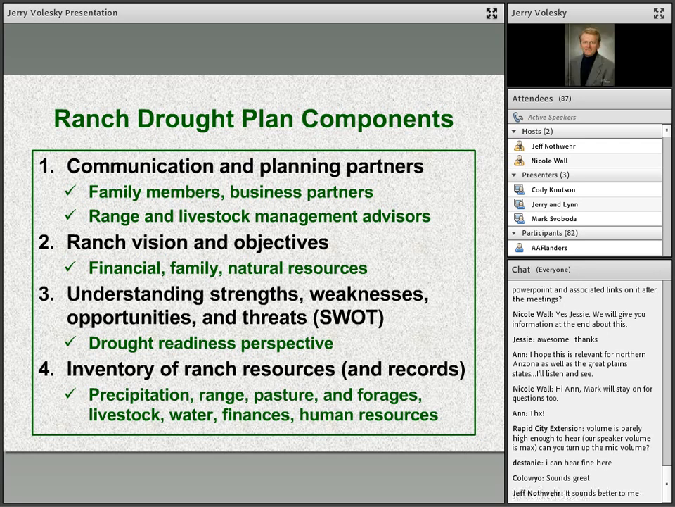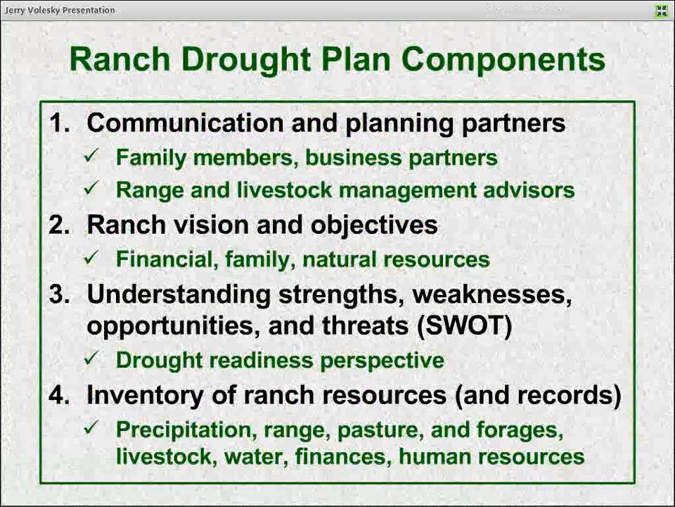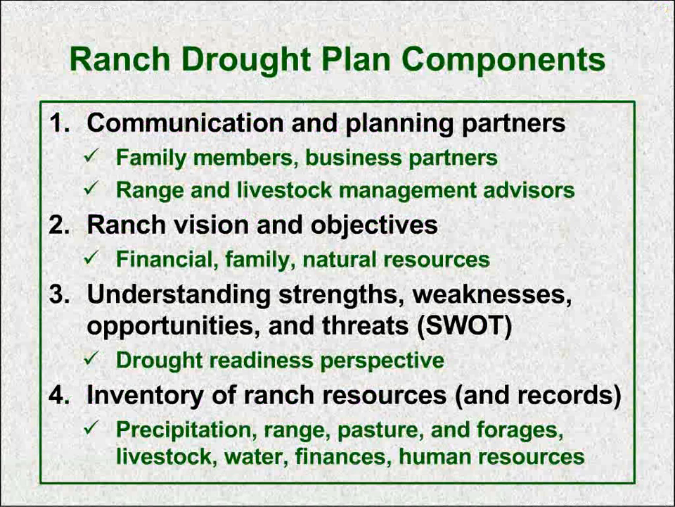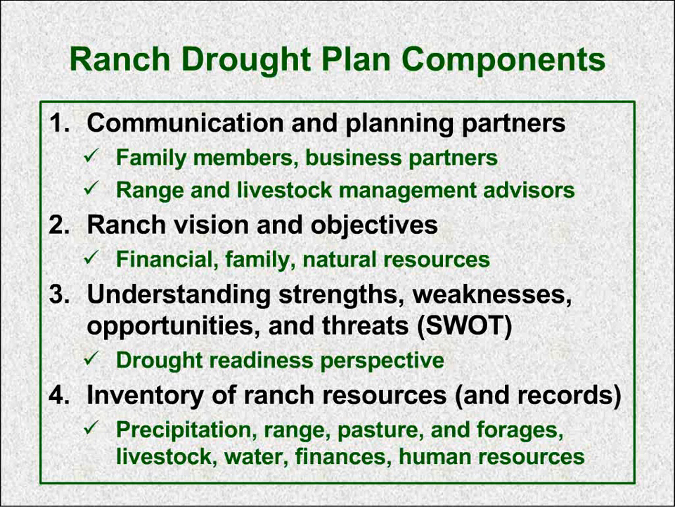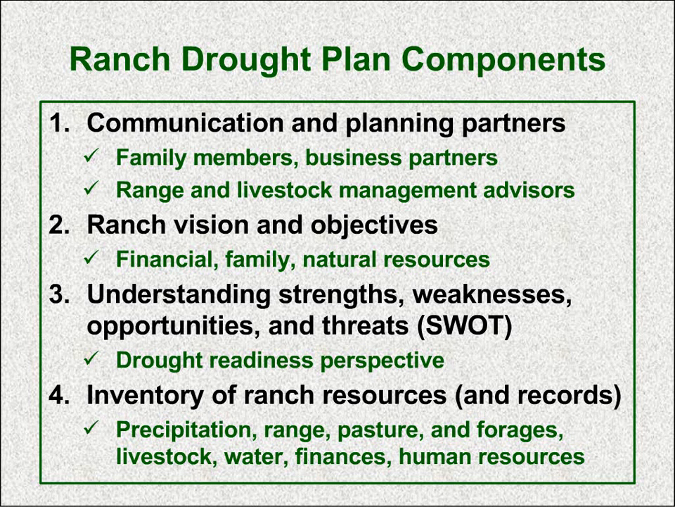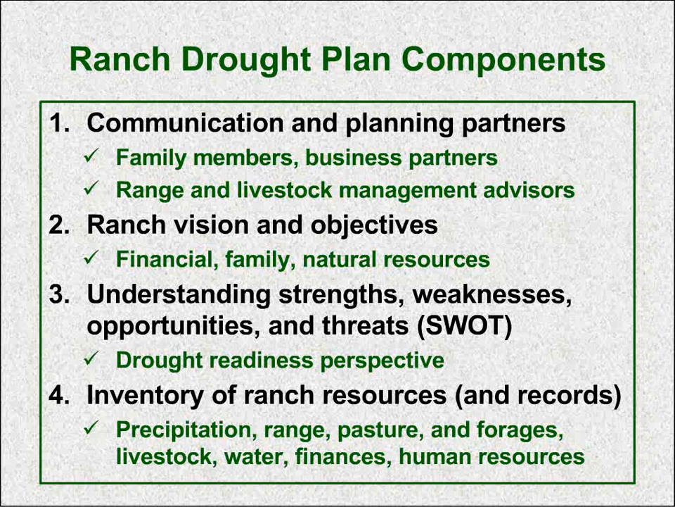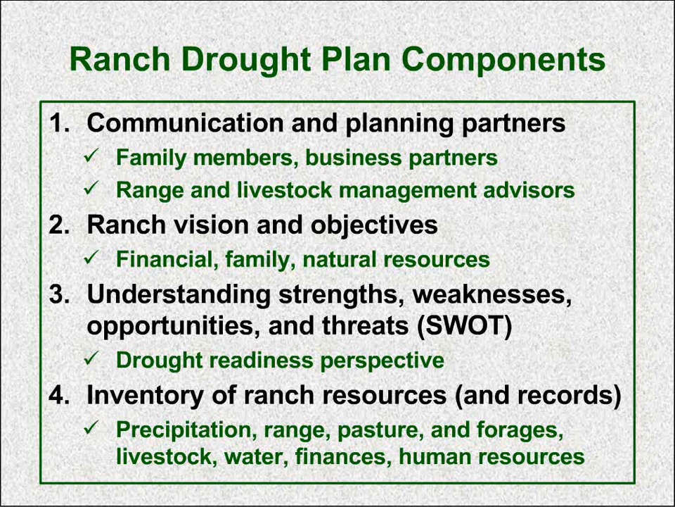The third component that we suggest has to deal with the SWOT analysis, and I think this is especially important from the drought readiness perspective. In other words, what are your strengths and weaknesses on your particular ranch or place with regards to drought? The other one, number 4, also very important, is the inventory of your ranch resources. You know, just knowing what you've got in terms of the forage production potential, your livestock and grazing operation, and of course precipitation records associated with your particular location.